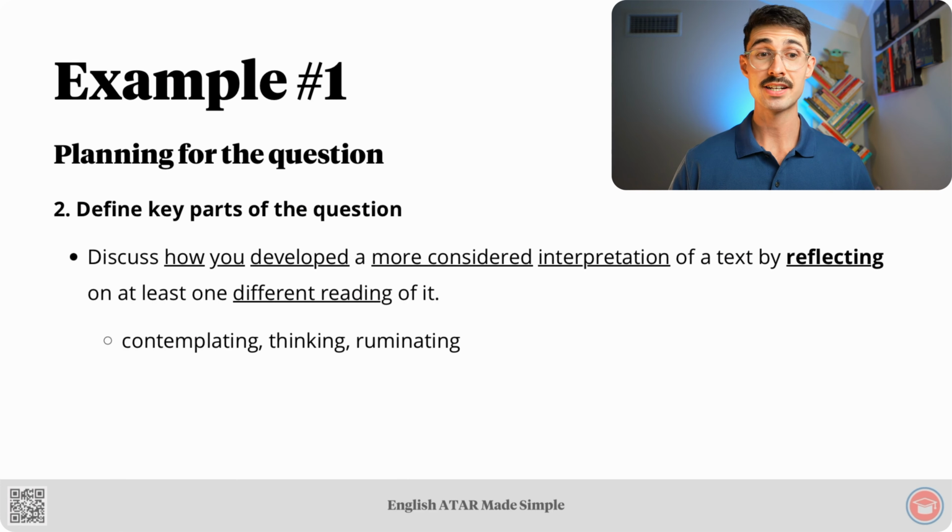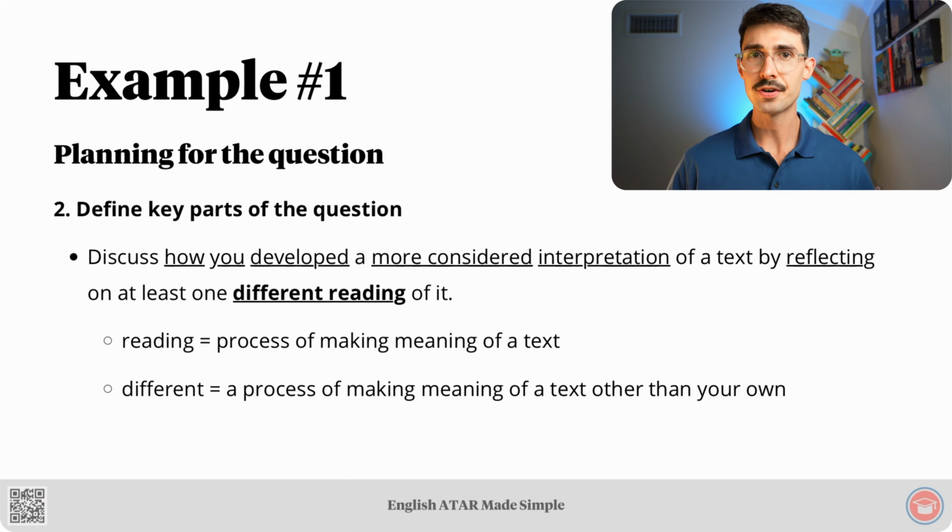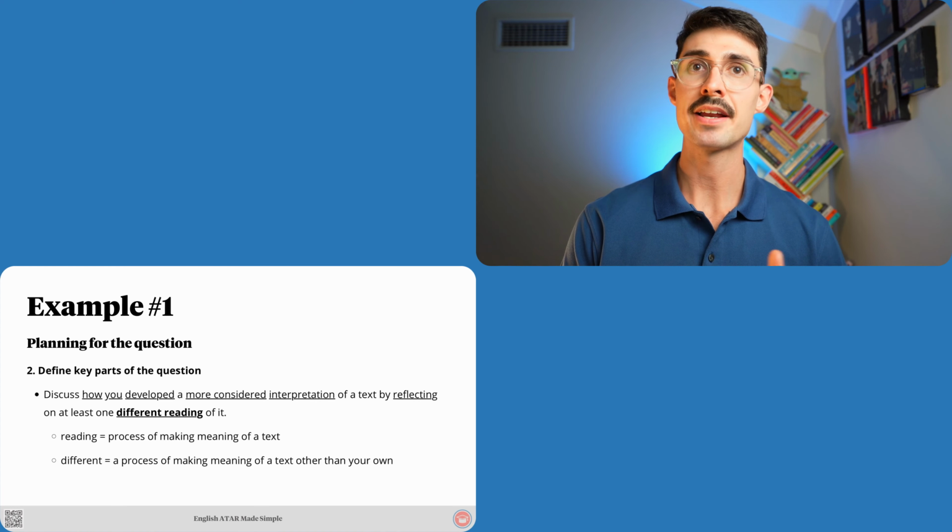Turning to the word reflecting, some synonyms: contemplating, thinking, ruminating. Last but not least, this term different reading. Reading is just a process of making meaning of a text. Therefore, a different reading could be a process of making meaning of a text other than your own. This is really saying we're looking at a text through a different lens, like these ones. That is step number 2 done.